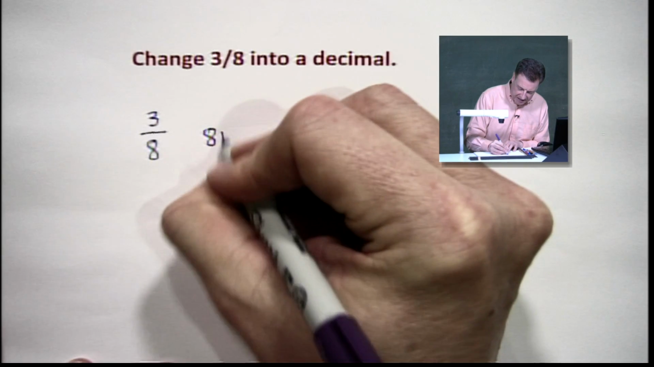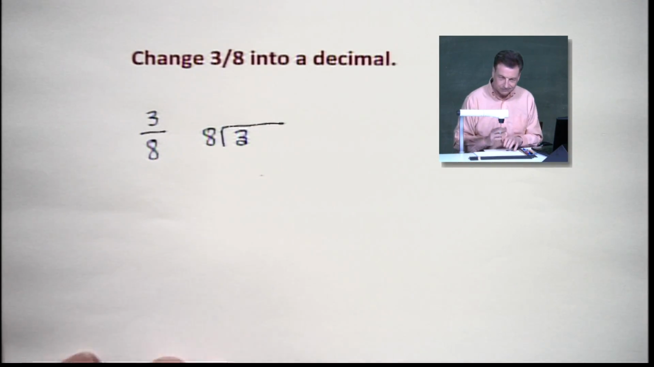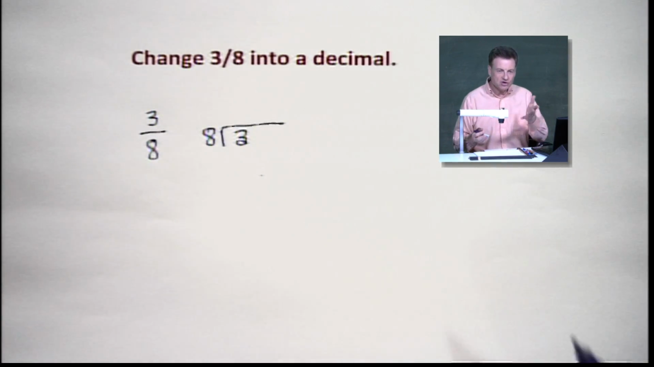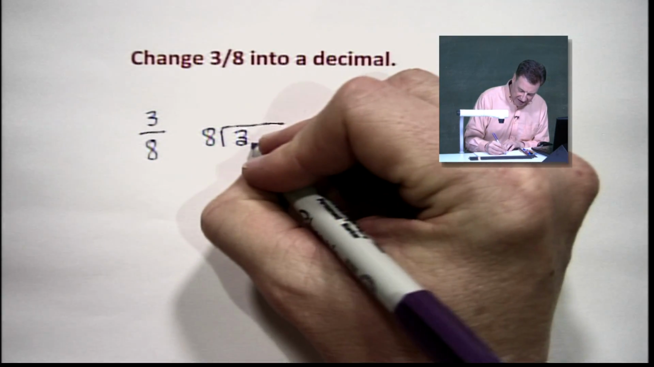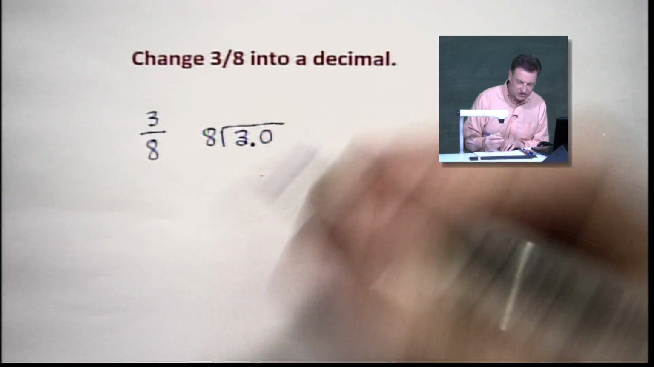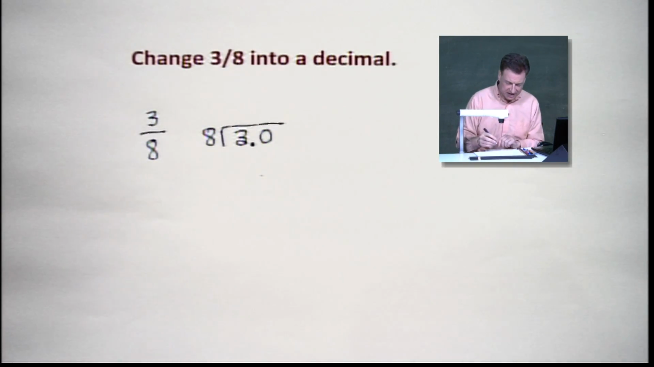We're going to take the big 8 out here, and we are going to put our 3 on the inside of our division sign here. Now, again, I know 8 isn't going to divide into 3. So we've got to add that decimal and start running those zeros. That's the story today. Add a decimal, run some zeros. That's what we're going to be looking at quite a bit.